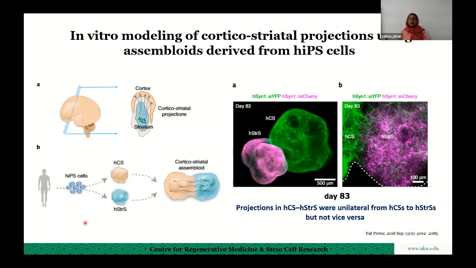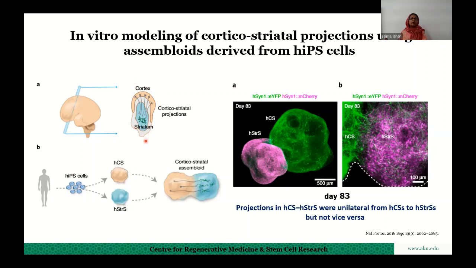A group at Stanford works on another level of 3D model system, which is called the assembloid. Because the brain has multiple regions, and each region has a very specific function, and they also communicate with each other. For example, in this paper, they studied two different regions. Here you see this cartoon. This is a cortical region, and this cortical region is also connected with the striatum.